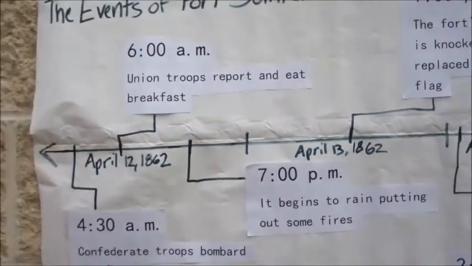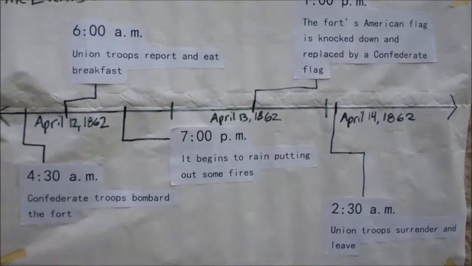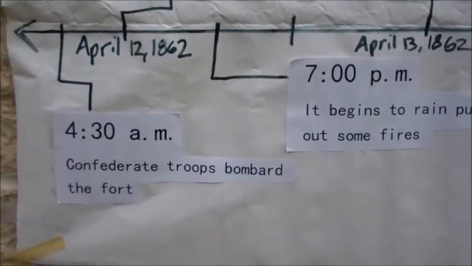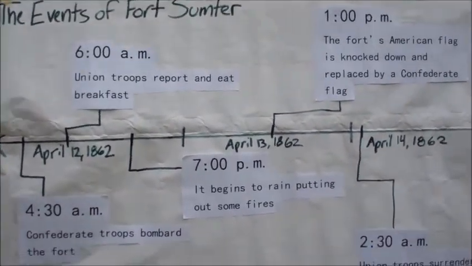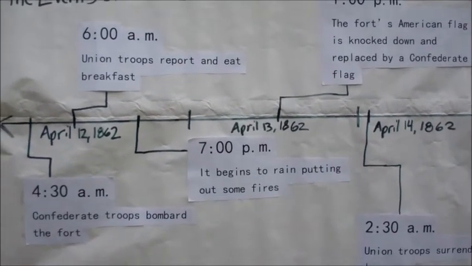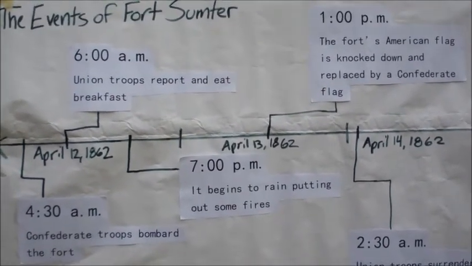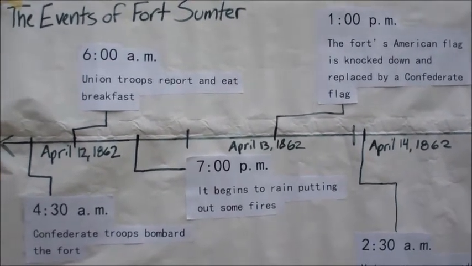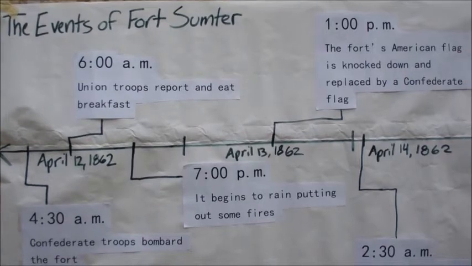Here's a timeline of the battle. The battle started April 2nd, 1862, and lasted until April 14th, 1862. First, at 4:30 a.m., April 12th, 1862, the Confederate troops bombarded the fort and began the attack. Major Robert Anderson, who was commanding the fort for the Union at the time, waited out until daylight.